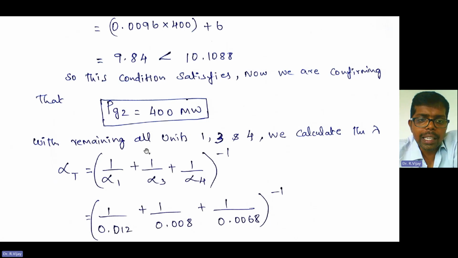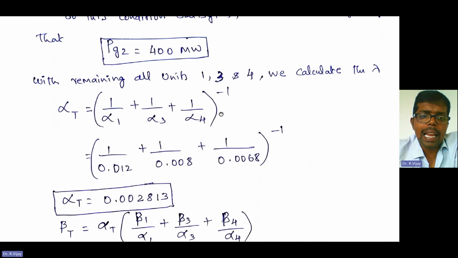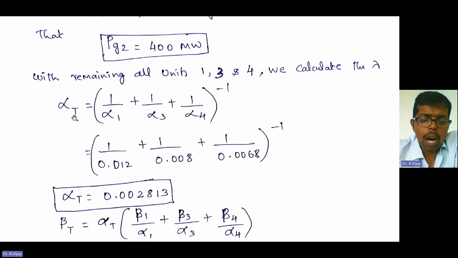Now with the remaining three units, we need to calculate lambda, because one unit we fixed. First, again, we need to calculate the new lambda. So how to calculate lambda? Alpha t is equal to 1/alpha1 plus 1/alpha3 plus 1/alpha4, the whole inverse. Here we skipped alpha 2 alone, because we already fixed generator 2 at 400 megawatt, so we are eliminating alpha 2 here.